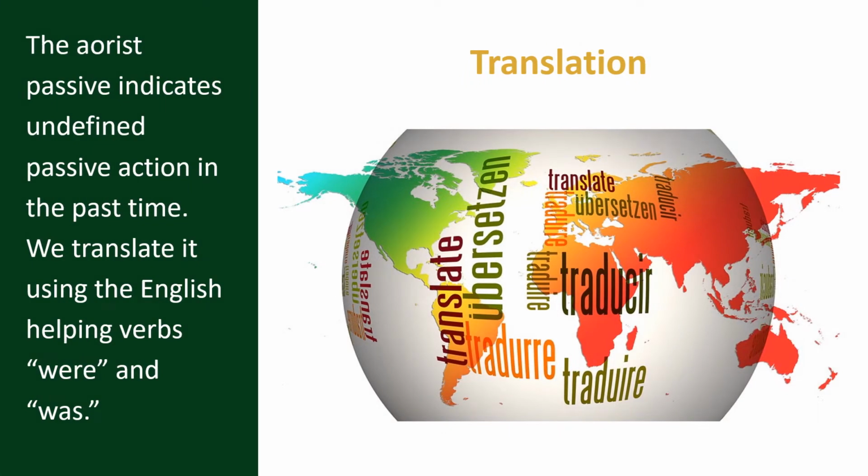The aorist passive indicative indicates undefined passive action in the past time. We translate it using the English helping verbs were and was. For instance, they were seen, or she was called.